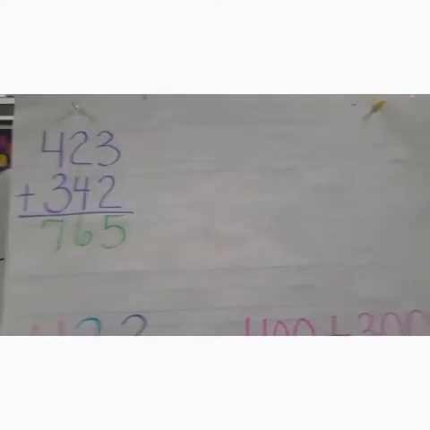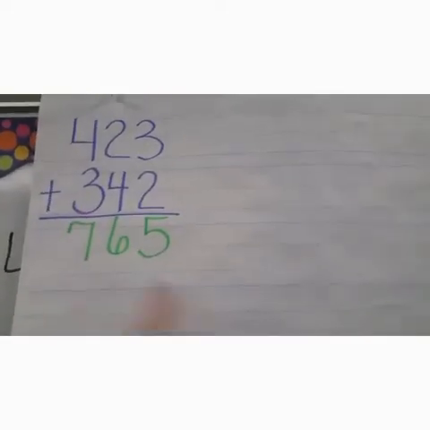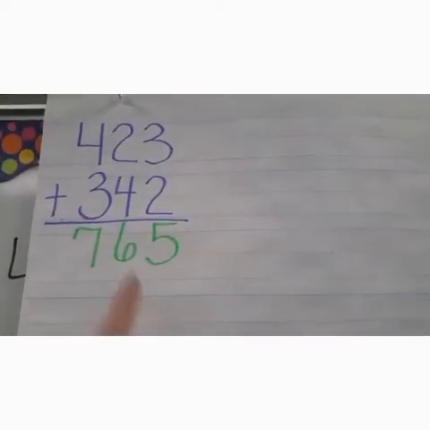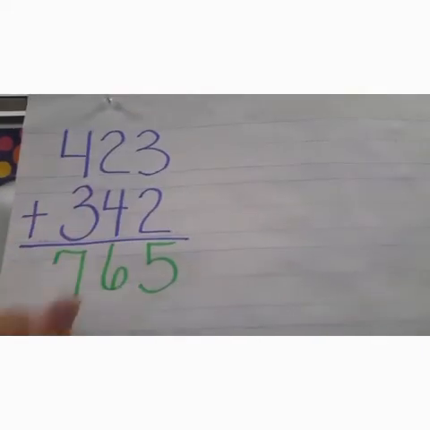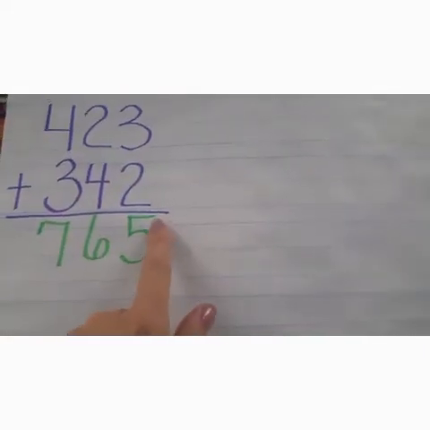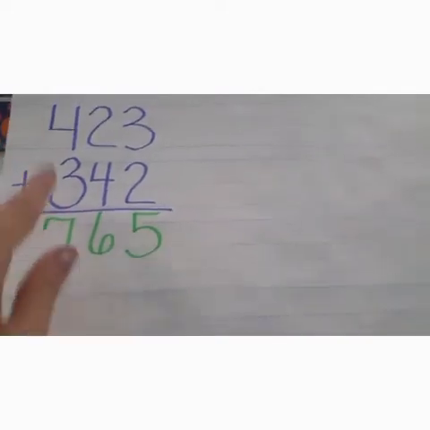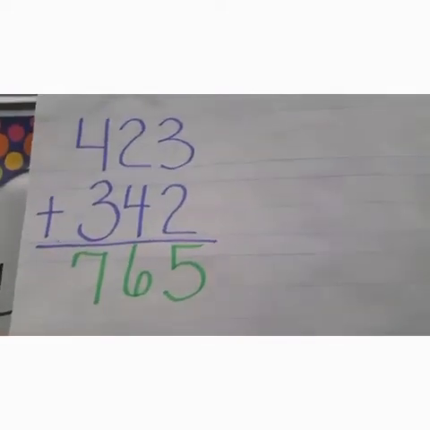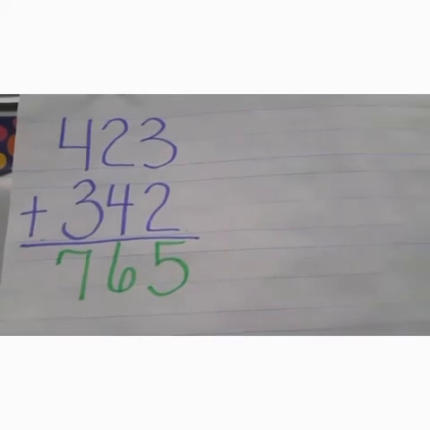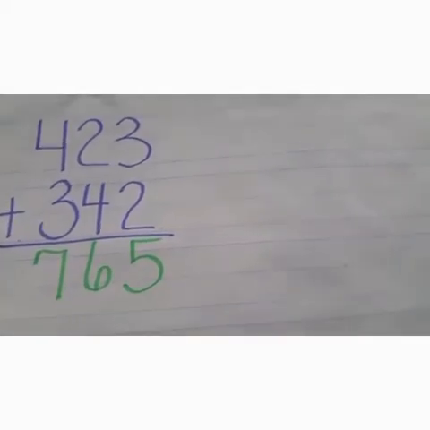Guys, we're working on adding. So 423 plus 342, this is the ones place, tens place, hundreds place. You start with the ones place. 3 plus 2 equals 5, 2 plus 4 equals 6, 4 plus 3 equals 7. Most of you can do this. You're doing a great job. Sometimes we have to regroup. That's where we're having trouble.